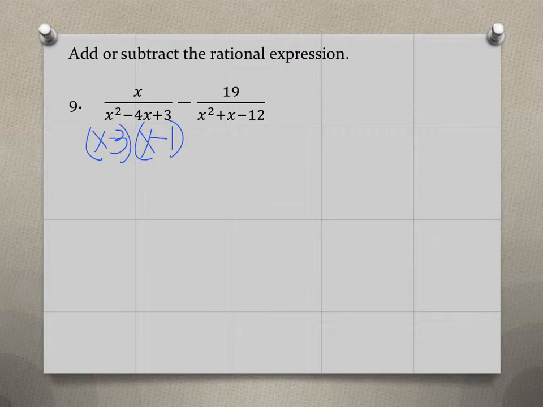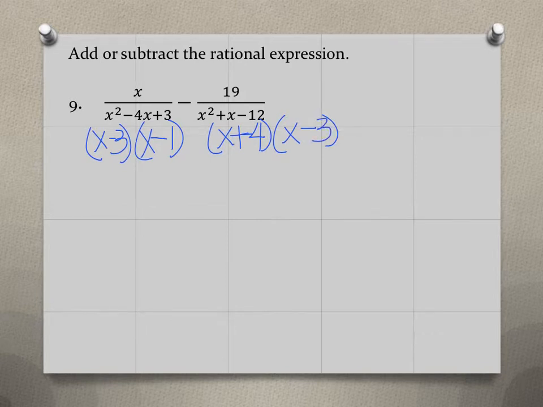So now let's factor the second one. Same thing. We start off with binomials beginning with x, and since c is negative, we're going to have different signs in the binomials. So I need two numbers that will multiply to give me negative 12 and add to give me 1. So we're going to have positive 4 and negative 3.